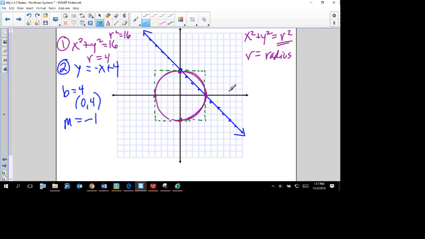The actual purple part, the circle, that's the part that I'm really looking at. And then the question is, where do they cross? Where do they intersect? That should be our answer we already got. Where do they intersect? 0, 4, and 4, 0. And you can see they are crossing at 2 places.